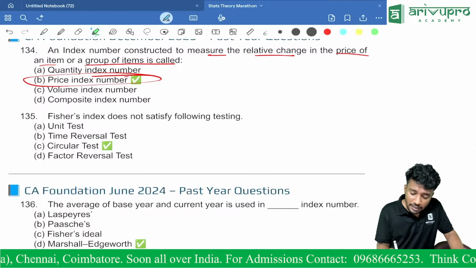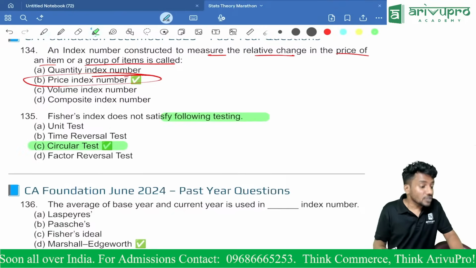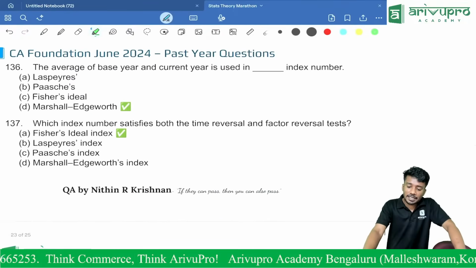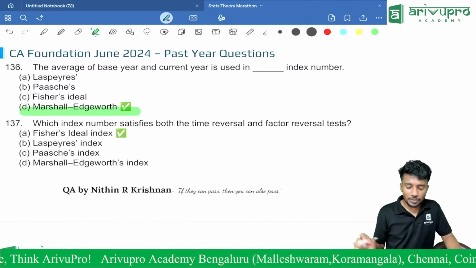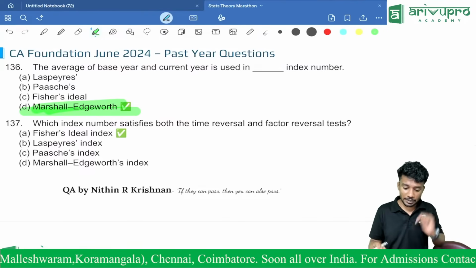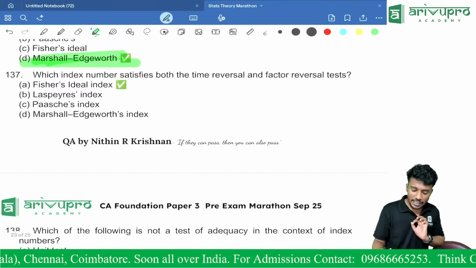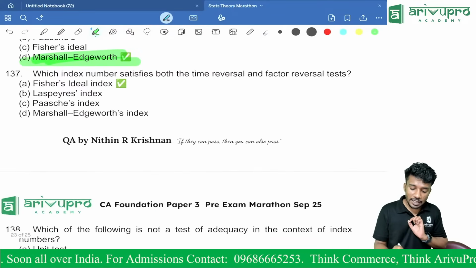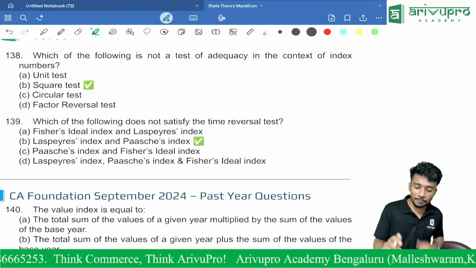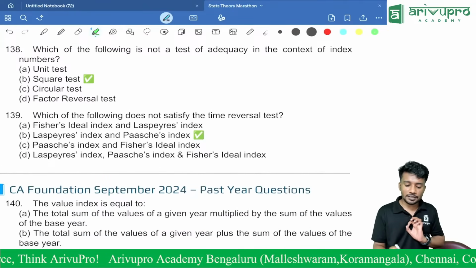Then Fisher does not satisfy which test? Circular test. Then the average of base year and current year is used in which index number? The Marshall index number, Q0 plus Q1. Remember that. Then which index number satisfies both time reversal and factor reversal? Ideal index number. Who is that? The Fisher index number.